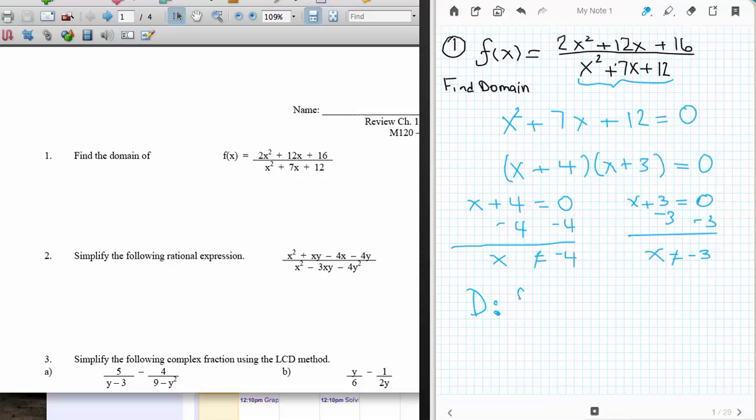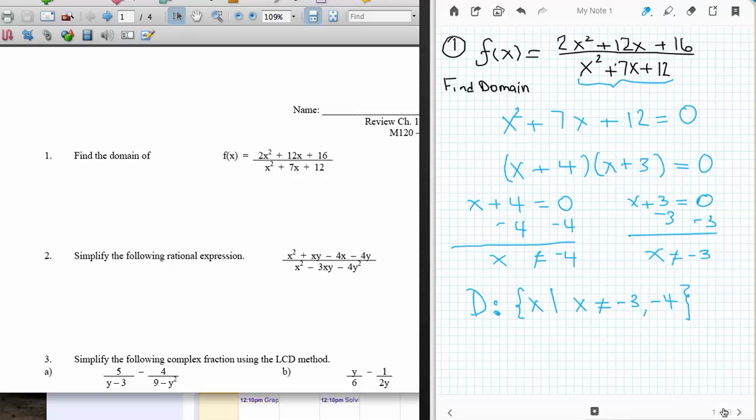So capital D, standing for domain, are x's such that x doesn't equal either a negative 3 or a negative 4. Now remember that when we use this type of notation called set builder notation, what we're looking at here is that we have the set of all real numbers. That's always assumed, and so we're saying the set of all real numbers excluding negative 3 and negative 4. All right, that concludes number 1.